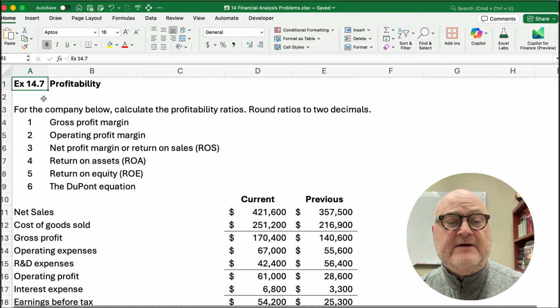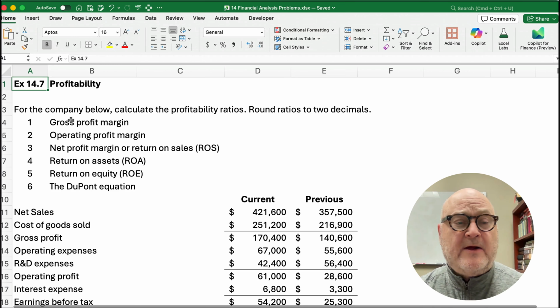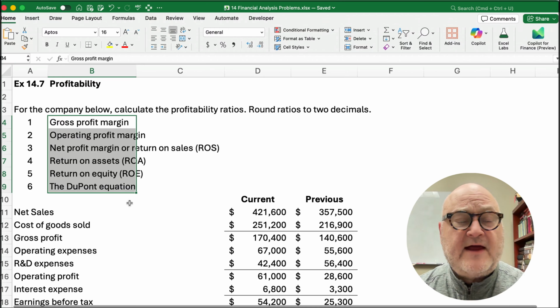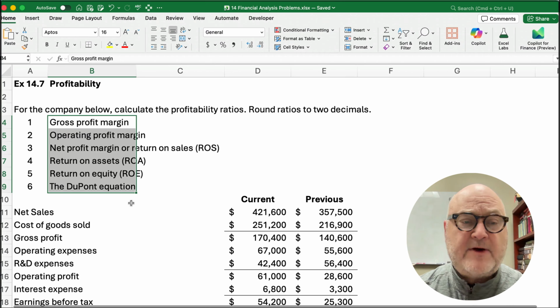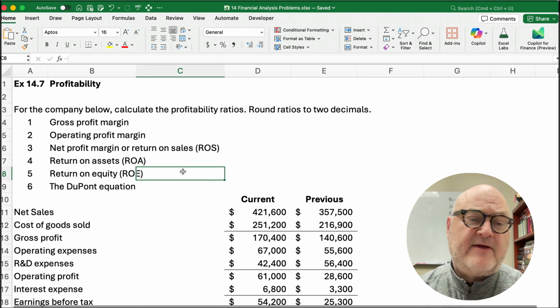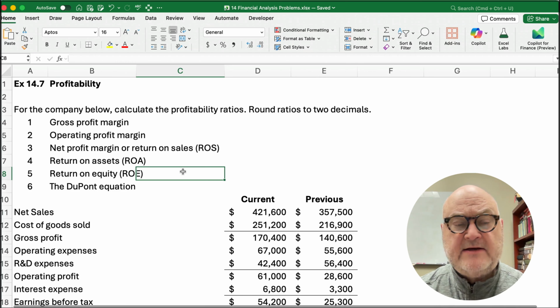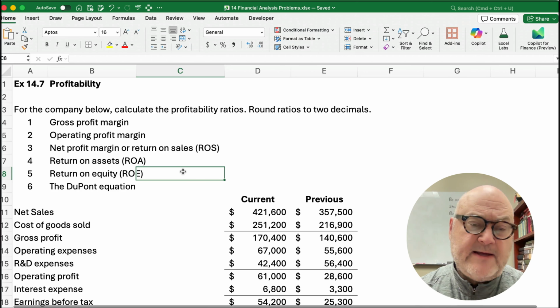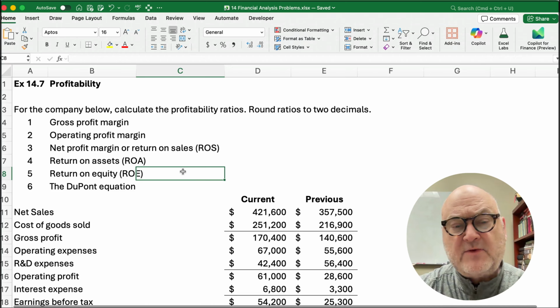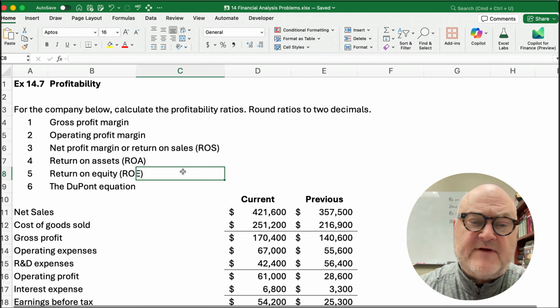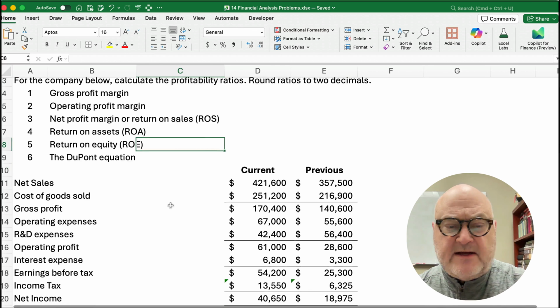So here we have profitability ratios. We have about 6, looks like. So we have gross profit, operating profit, net profit, and then ROA, return on assets, ROE, and then the DuPont equation, which is a variation of the ROE. So here's what we're going to do on this. We're going to take the different profits divided by our sales, or our net income divided by our assets, and so on.